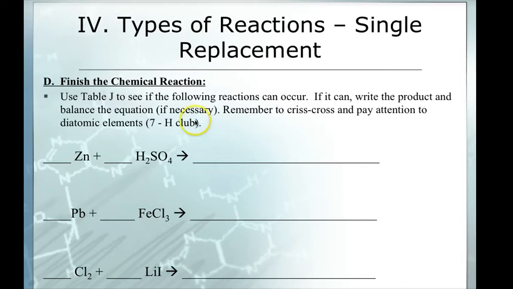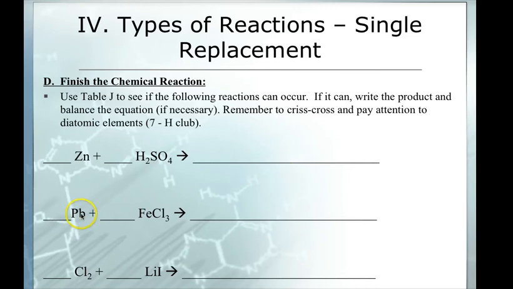So let's take a look. So it says, use table J to see if the following reactions can occur. If it can, write the product and balance the equation. Remember to do the crisscross method. So what you have to do is, in each case, you have to look up the first element, compare it to this element. If zinc in this case is higher on table J than H, the reaction will occur, and you have to figure out what the products would be.